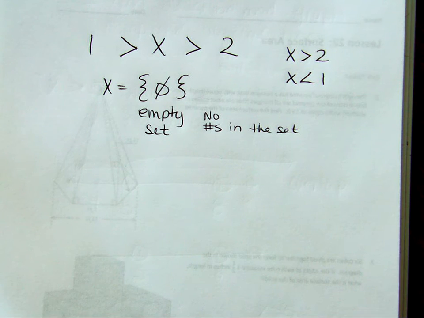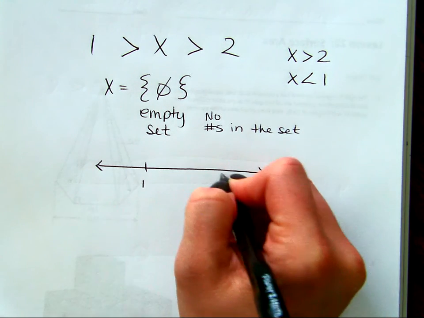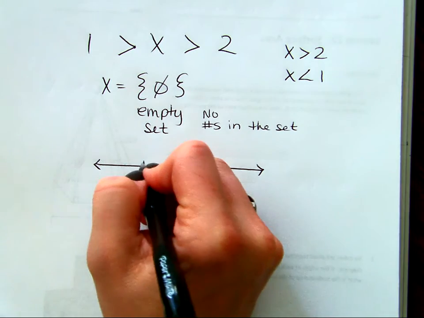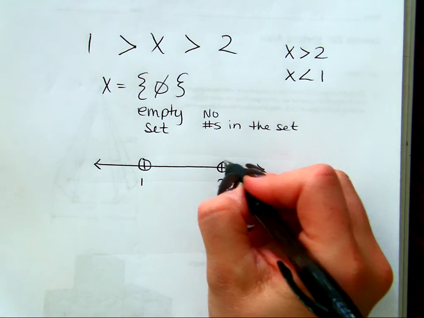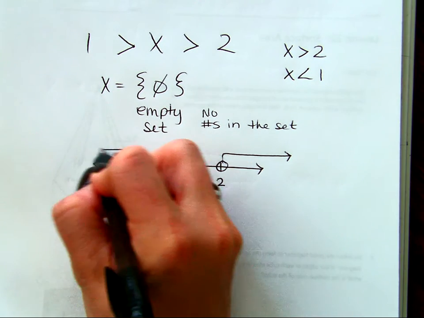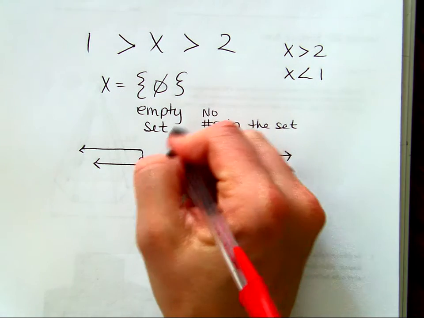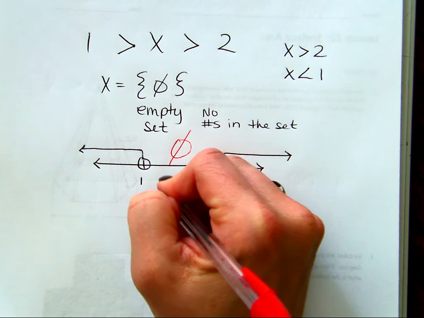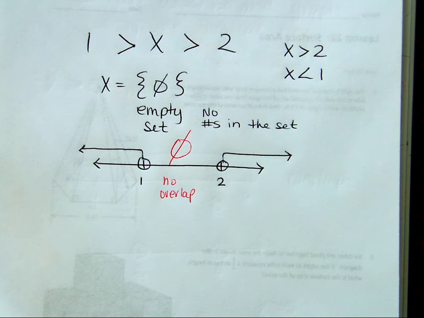Okay? So, if I were to graph this, what would that look like? These are the numbers greater than 2. These are the numbers less than 1. And where is their overlap? Nowhere. There's no overlap, which means your answer is an empty set. Got it? Okay.